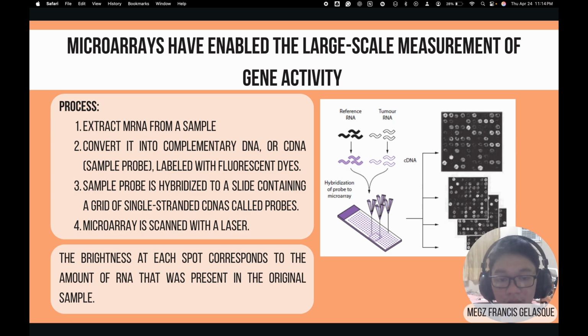The brightness at each spot corresponds to the amount of RNA that was present in the original sample. Light purple spots indicate genes that are upregulated in the tumor. Dark purple means downregulated, and gray shows equal expression in both samples.